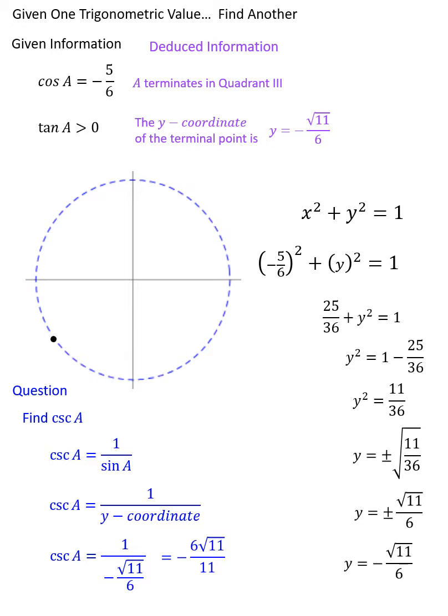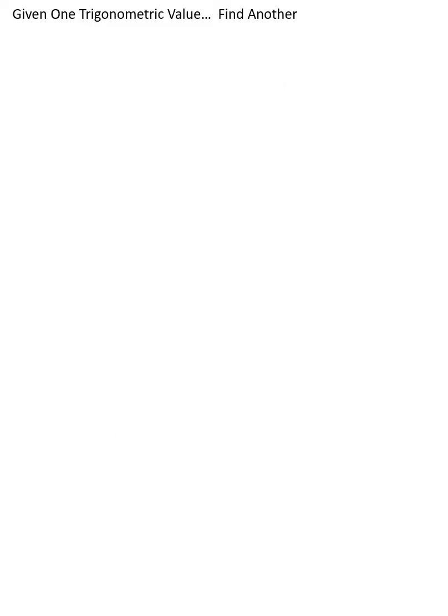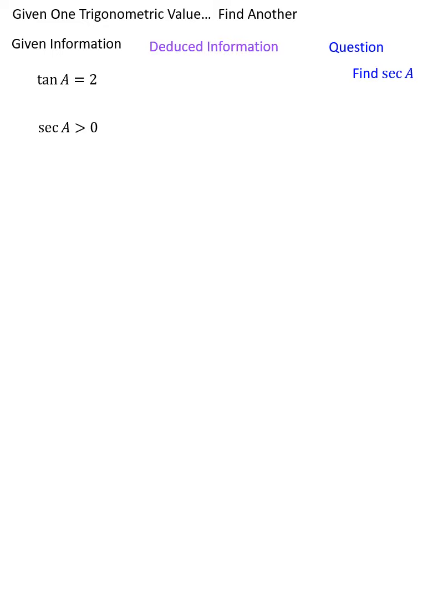Again, I'd like to remind you that even though we were only asked to find the cosecant, which we did, we could have found any of the 6 trigonometric functions just based on that given information. Let's look at one more example. All right, so in this last example, we're given some information about the tangent, and we're asked to find the secant. And as usual, we're going to have to deduce some information to get from the given information to the ultimate goal of answering the question.